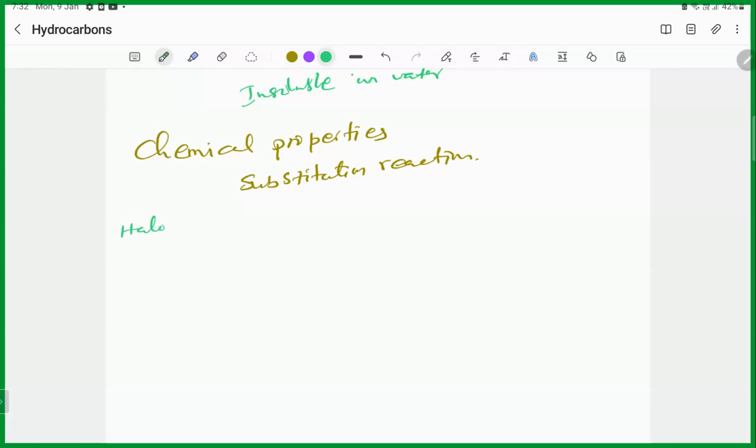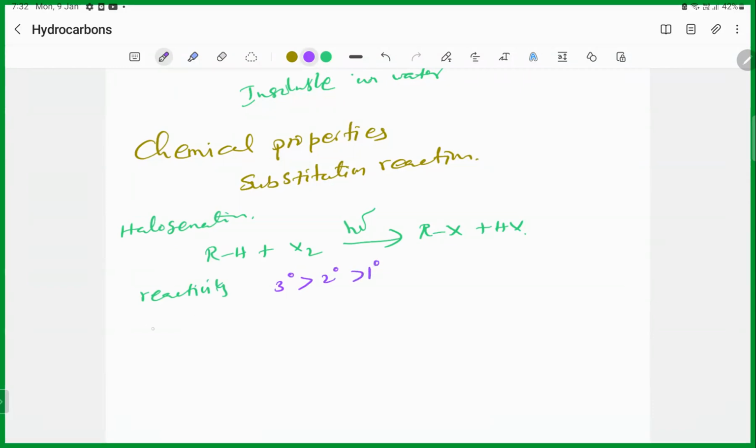Yes. So first, halogenation. Alkanes react with halogen in presence of light. Okay? It will give alkyl halide plus HX. When you are seeing that reactivity order, tertiary will undergo faster rate than secondary, which in turn is more than primary.